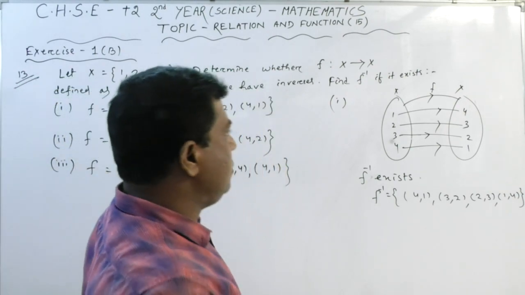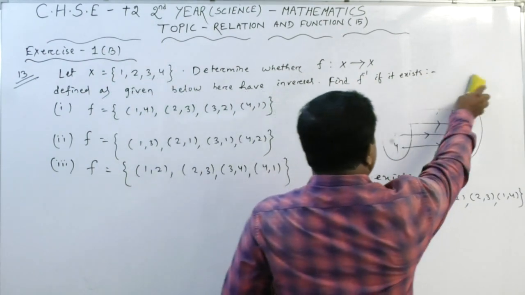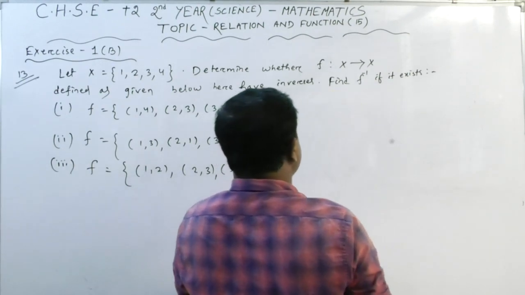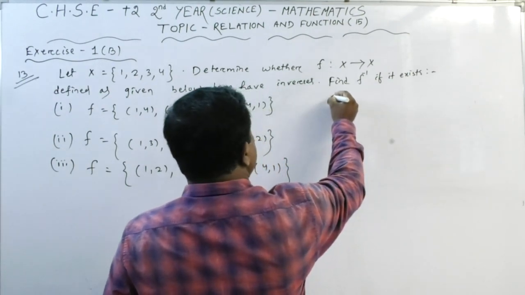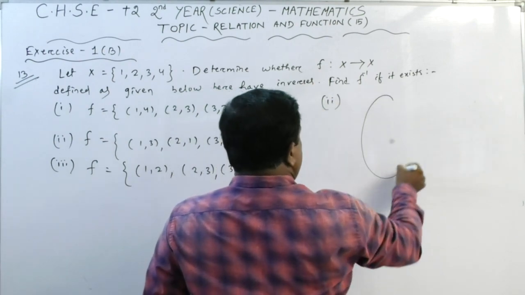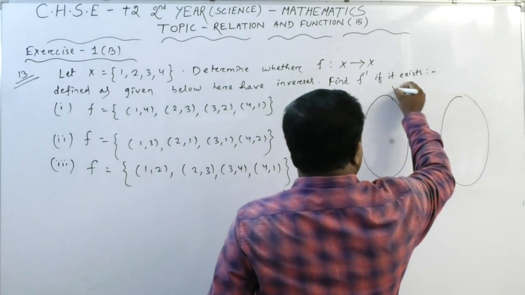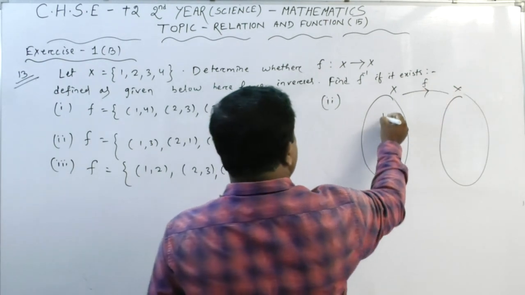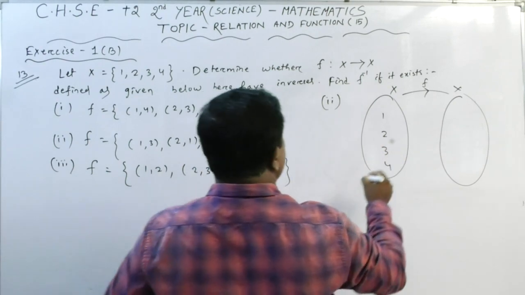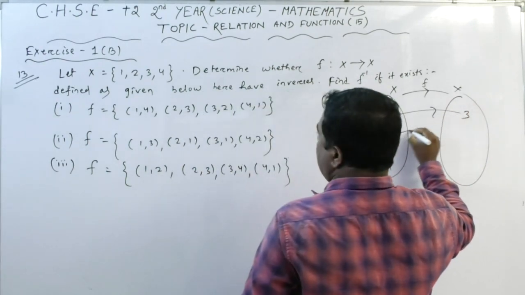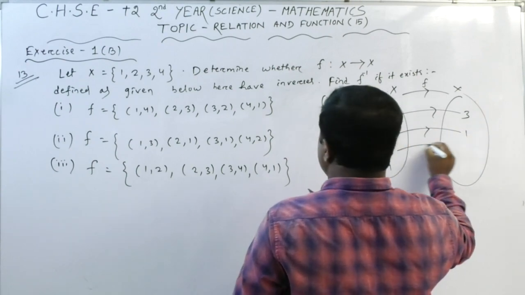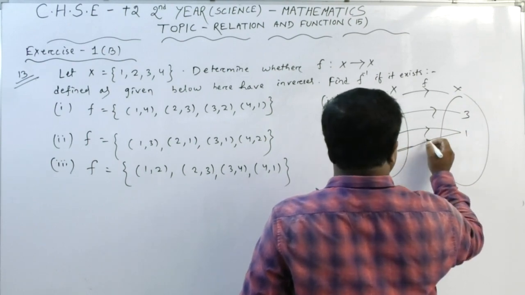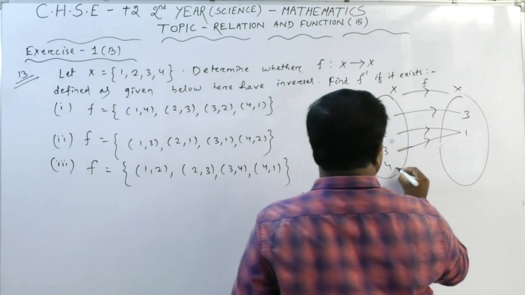Okay. So now move to the second one. The second one says, it is from X to X. So f is the function. It is converting 1, 2, 3, 4. Now 1 has the image 3, 2 has the image 1, 3 has the image also 1. So you see 3 has the image also 1. Clear, my dear students? And 4 has the image 2.